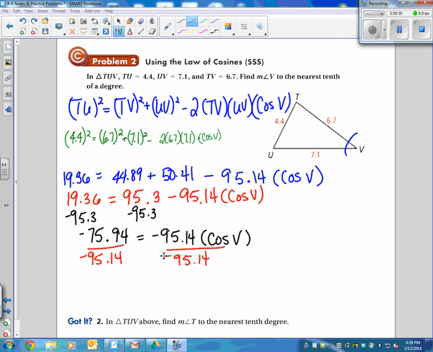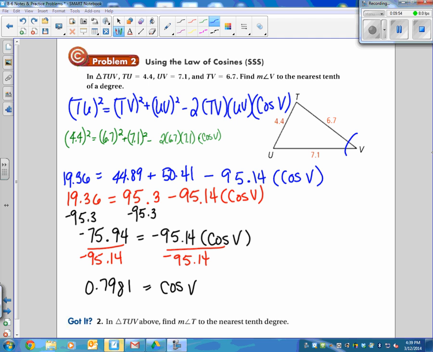Okay, so divide by negative 95.14, and I will get an answer of 0.7981. Okay, equals the cosine of V.